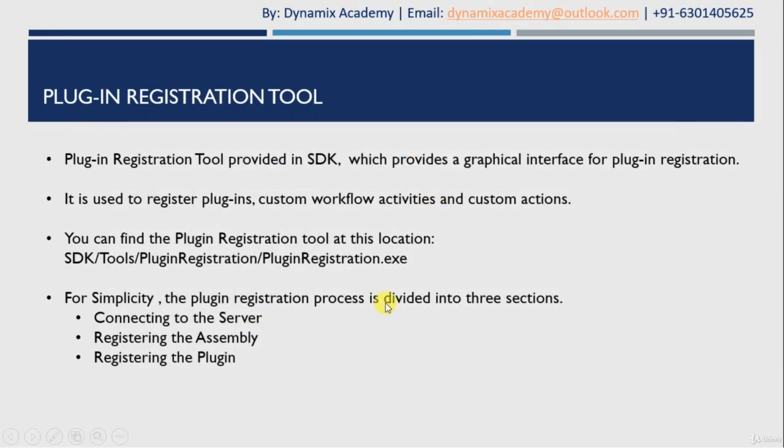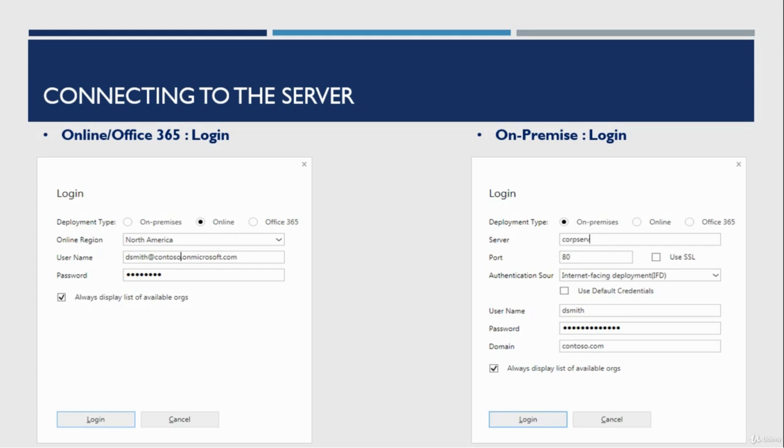And for simplification, I have divided the plugin registration process into three sections. The first section is that you have to connect to the server, that means for which instance you want to register a plugin. Then you need to register an assembly, and at the last you have to register the plugin. So let us now begin with how you can connect to the server.